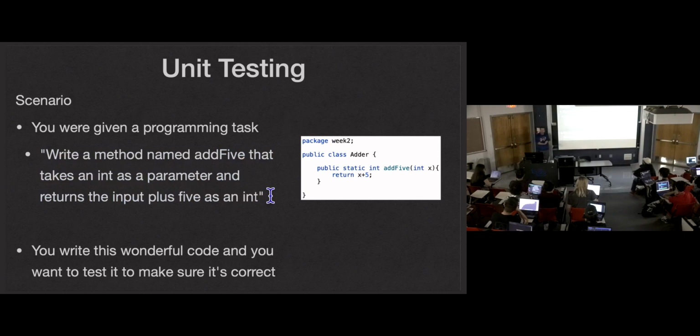This is the method we're going to test in today's lecture. Very beautiful method. Took me a while to write this one. I don't think there are any bugs in it. But if this were a programming task, this would be the description. Write a method named add5 that takes an int as parameter, returns an int, and the returned int should be the input int plus 5.